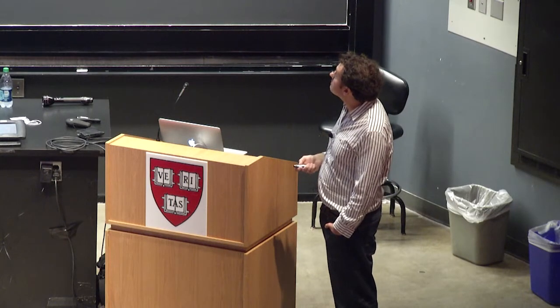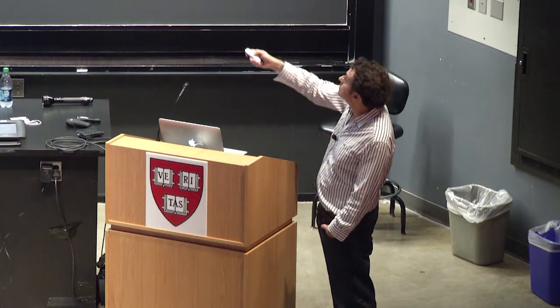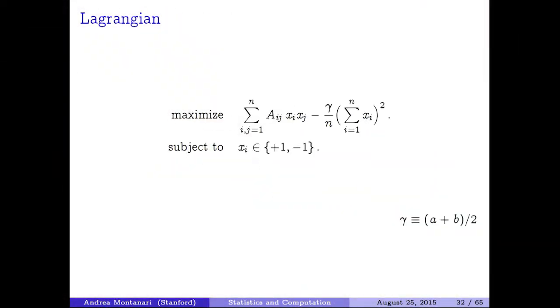Okay? Now I want to get rid of this constraint. So what I'll do is add a Lagrange multiplier, that is a constant gamma times the square of the sum over i of x_i. Now, if this gamma is very large, this constraint term, this soft constraint, will force the sum over i of x_i to equal 0. So this problem is equivalent to the previous one. Turns out that actually the good value of gamma to put here is (a plus b) over 2. You'll see why in a second.